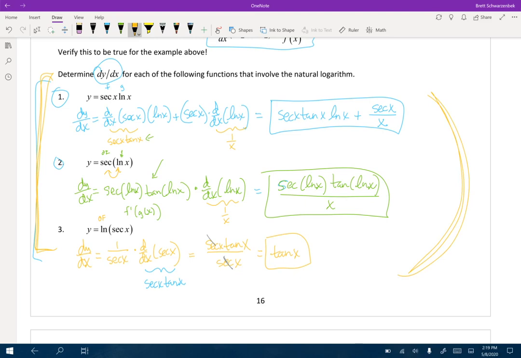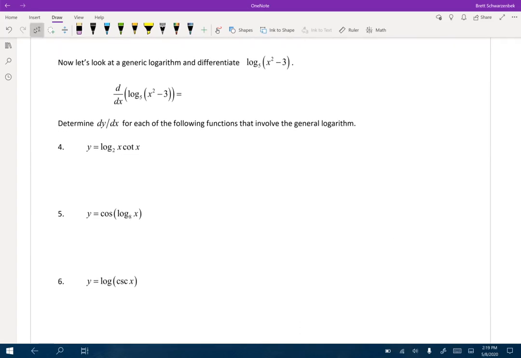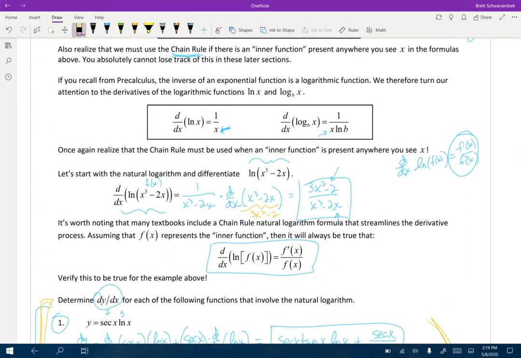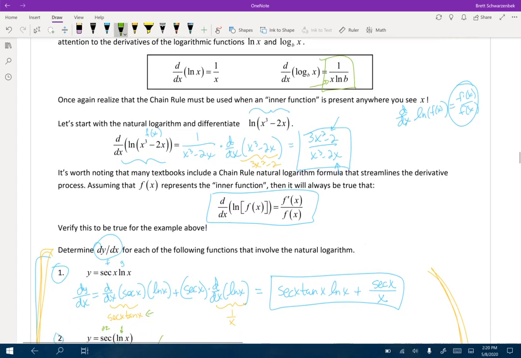Good practice. Okay, let's do the same type of exercise, but let's do it for generic logarithms, log base b logarithms. Okay, so here, what do we need? We have to find the derivative of log base 5 of x squared minus 3. So clearly, we have an inner function that's inside our outer function log. So what is the base derivative? Well, let's get rid of all this stuff. So the base derivative over here is 1 over x ln b. So remember, though, that the x is a placeholder for the inner function if there is one. If there's not, then you don't have to worry about anything.